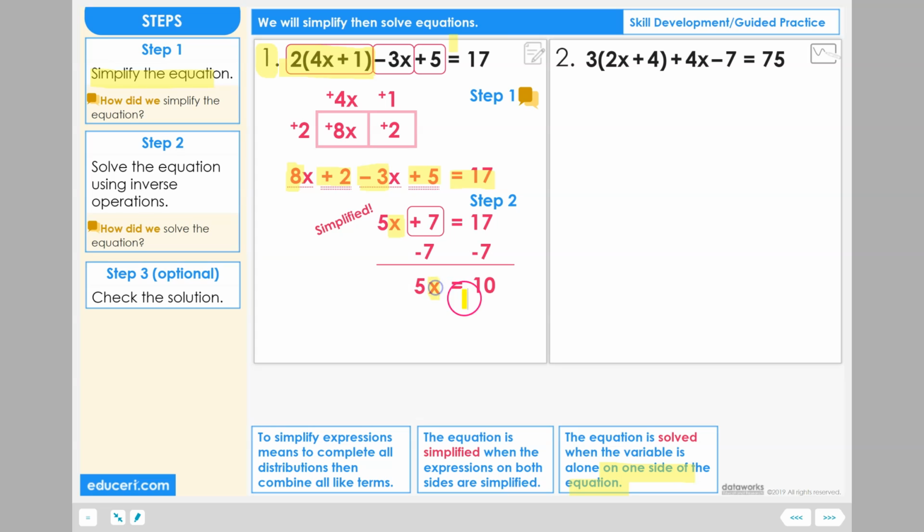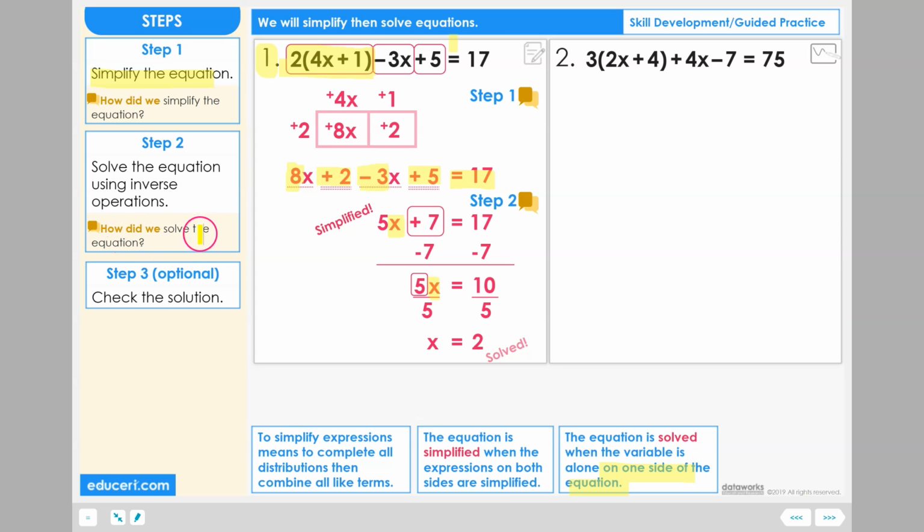To get the variable x alone, we need to also divide by 5 on both sides. 5x divided by 5 equals x, and 10 divided by 5 equals 2. And that is our solved equation. X equals 2 is the value that makes this equation true.